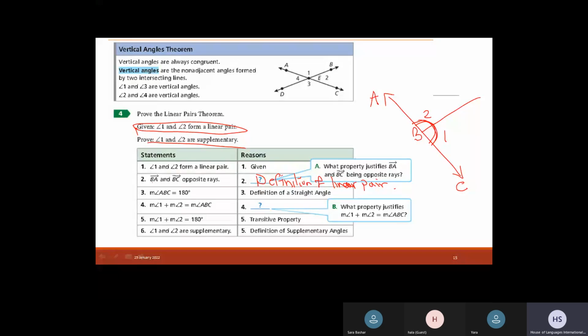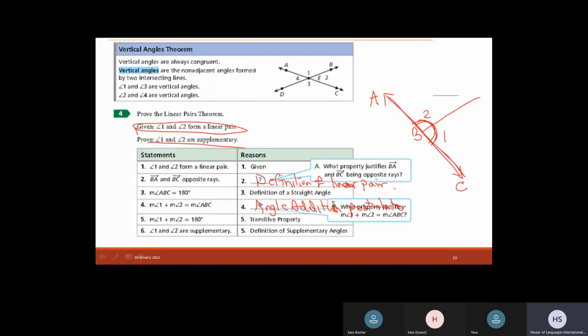So now, I said that I have two rays, they are opposite, and these two rays form one line, and this line makes 180. Then, if this line is 180, can I say that angle 1 and angle 2 are 180? Can I say that their summation is 180? Because of what? Bravo, angle addition postulate.